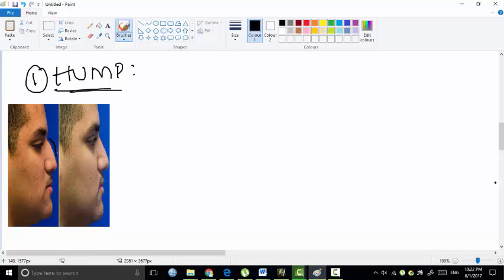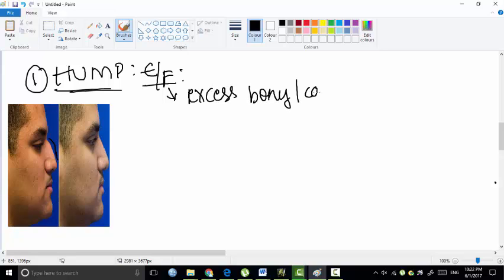The person has some elevation, so that is the hump of the nose, which after correction it became like this, but before it was like this. So the hump of the nose, what are the etiological factors or reasons for the hump of the nose? It may be due to excess bony or cartilaginous skeleton, right? The excess bony or cartilaginous skeleton leads to this hump.